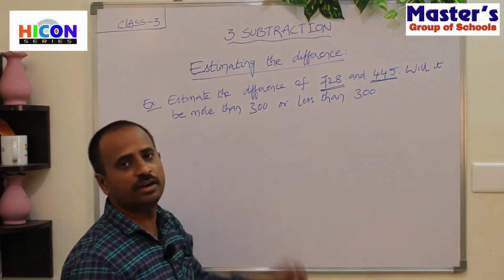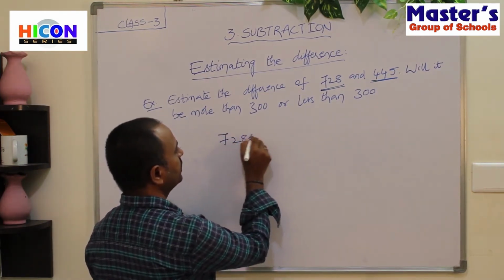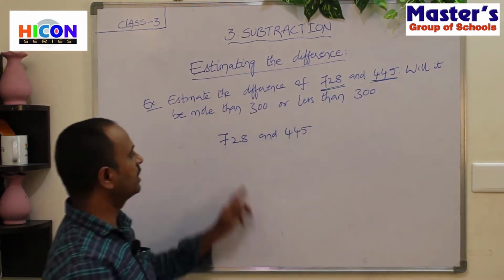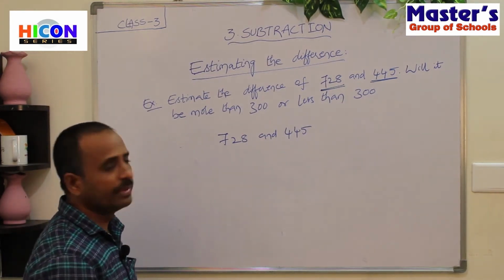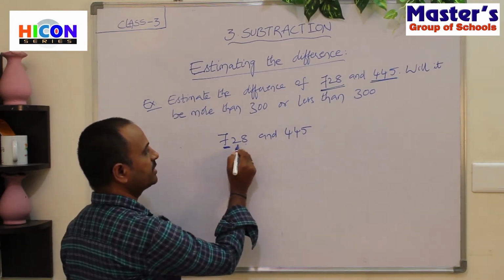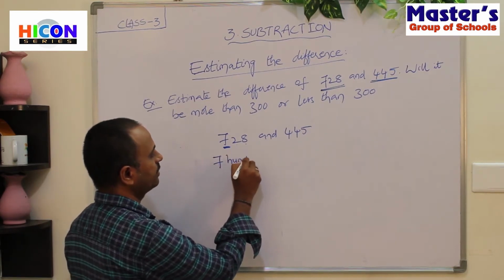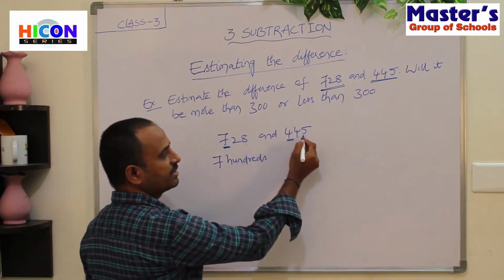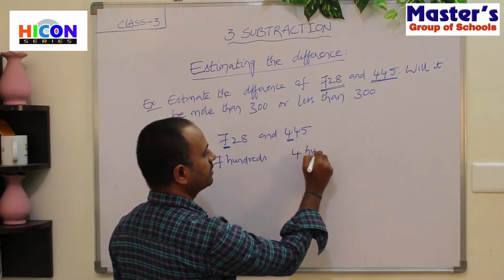These are the two numbers given, 728 and 445. How many hundreds are there here? This is ones place, tens place, hundreds place. That means there are 7 hundreds. And how many hundreds are here? Ones, tens, hundreds. There are 4 hundreds.